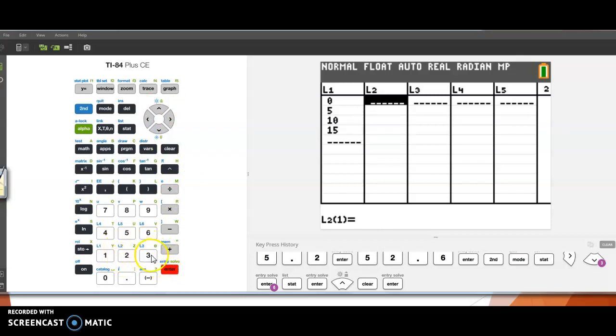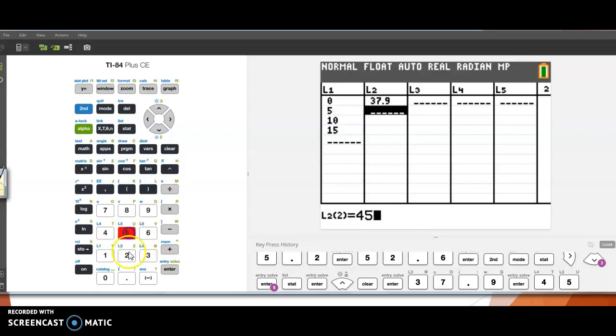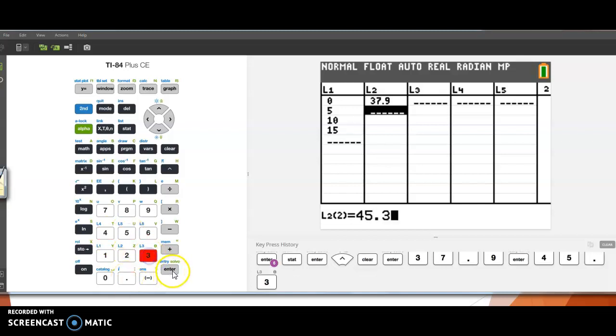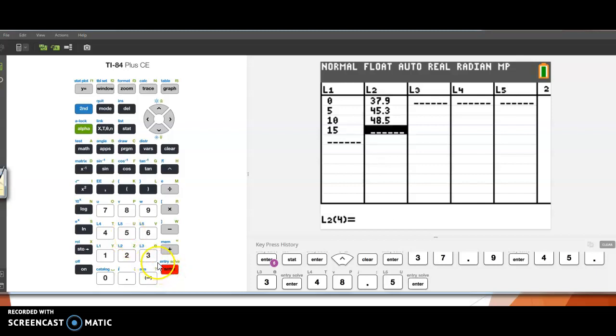So my first percentage for females was 37.9. And I have to hit enter after typing each one. My second one was 45.3. My next one was 48.5. And my final one was 49%.